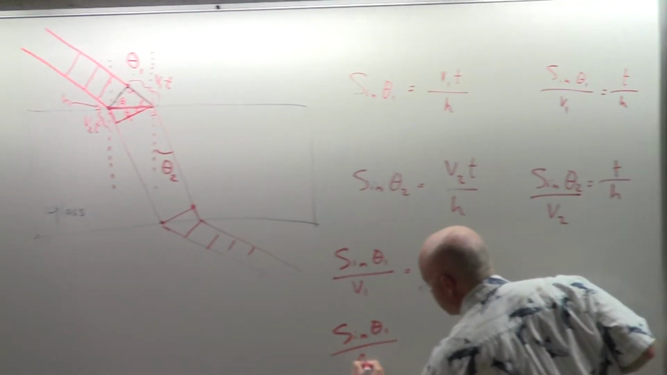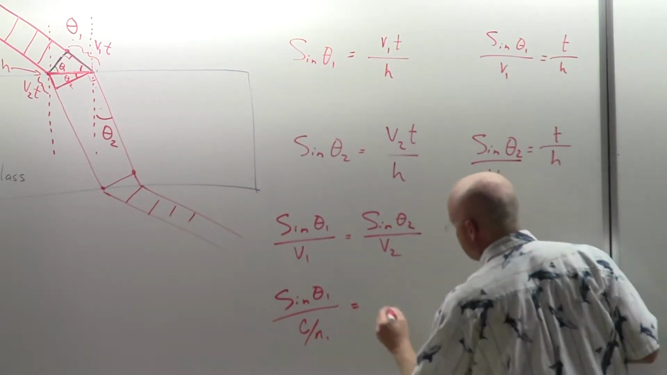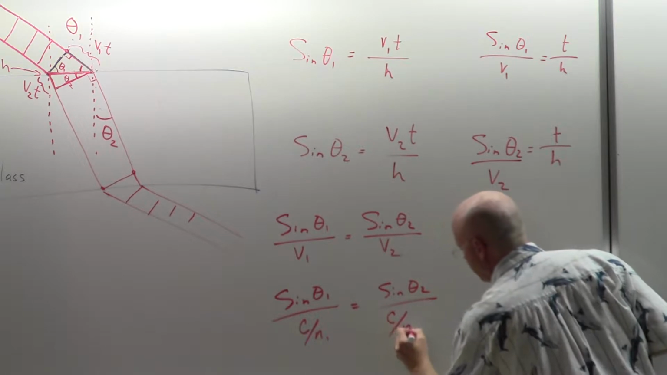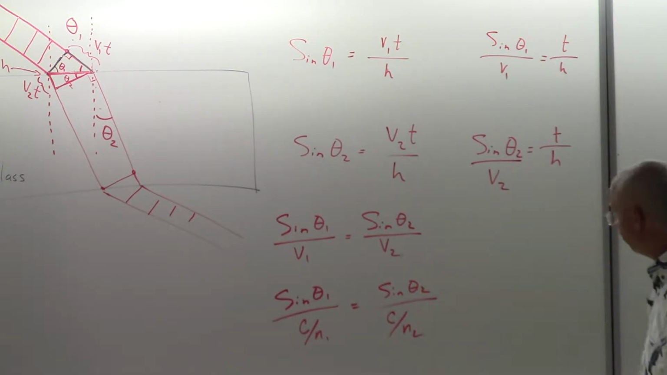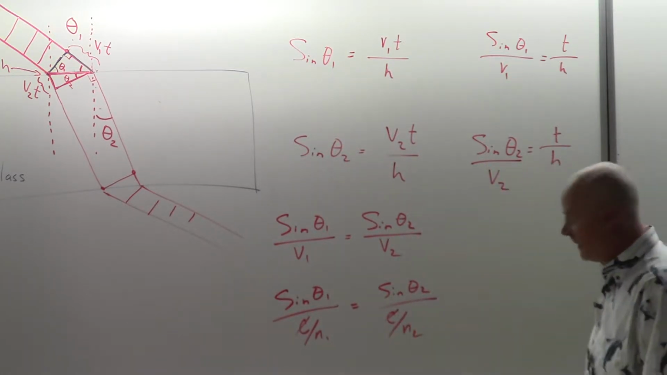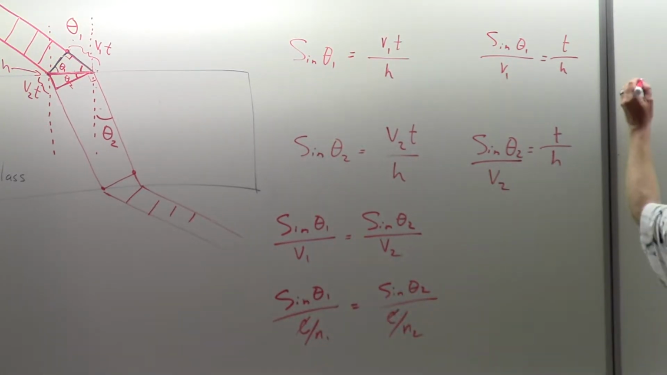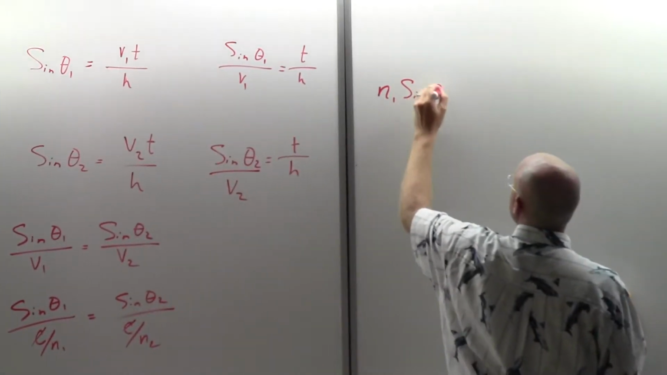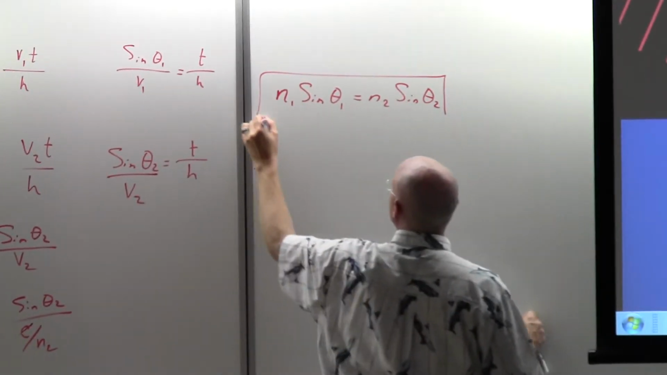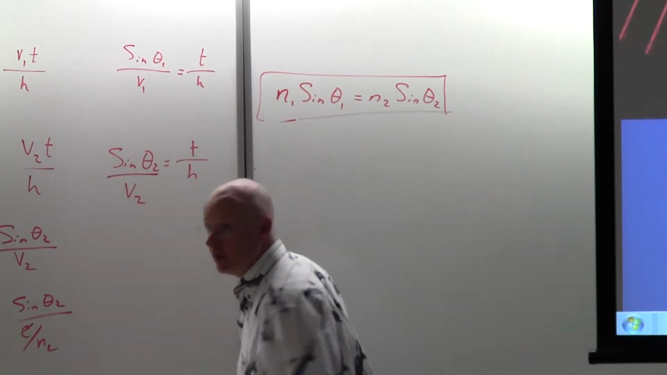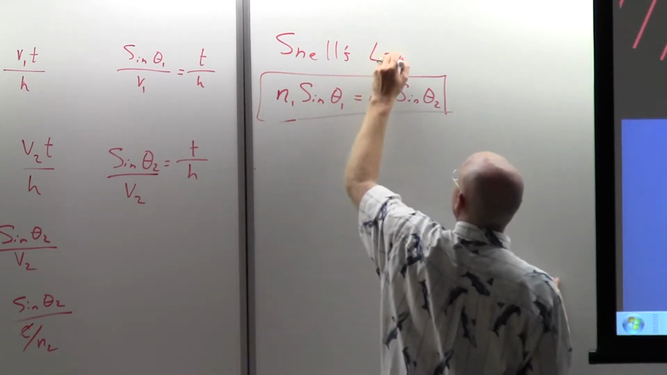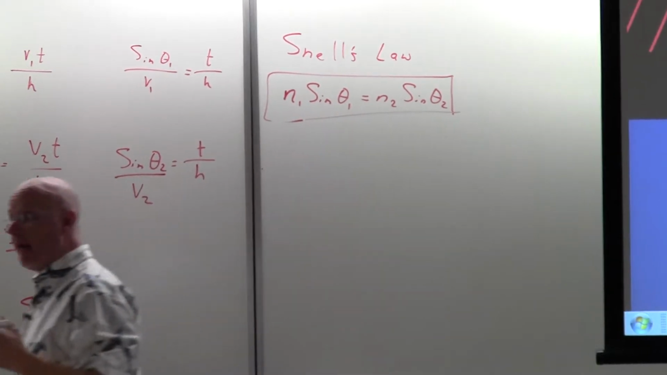If I replace the velocity in number 1 with c over its index, then the c on each side cancels off, and the compound fraction can be simplified to n1 sine theta 1 is equal to n2 sine theta 2, and I get what I was after, which is the mathematical relationship between the incident angle and the difference in speed.